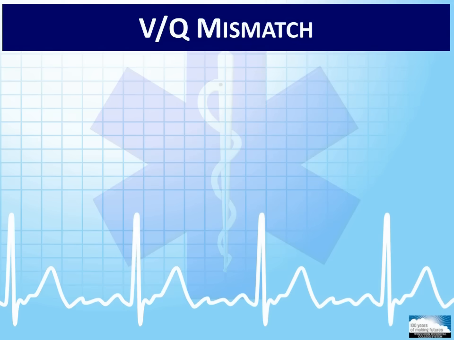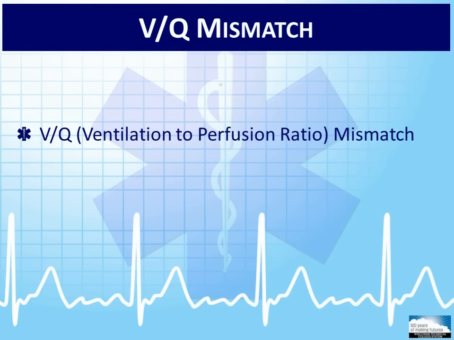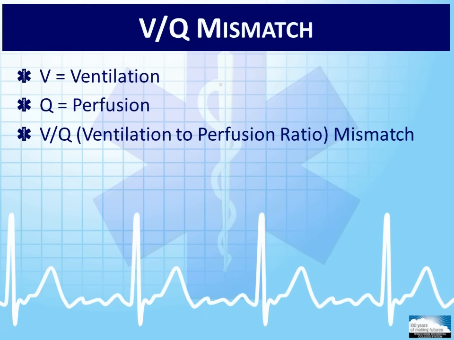Using the words respiration and perfusion interchangeably, if we ventilate adequately but do not perfuse, or are perfusing without adequate ventilations, we have what is known as a ventilation-perfusion mismatch. VQ mismatch, where V equals ventilation and Q equals perfusion, is the terminology used to delineate a difference in the amount of oxygen containing air in the lungs and the amount of oxygen within the bloodstream.